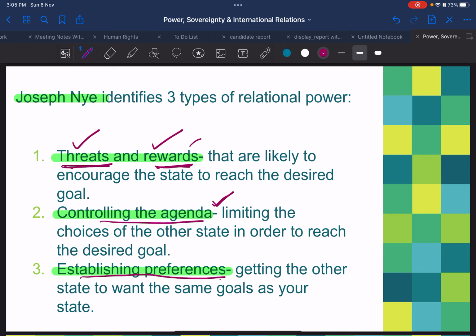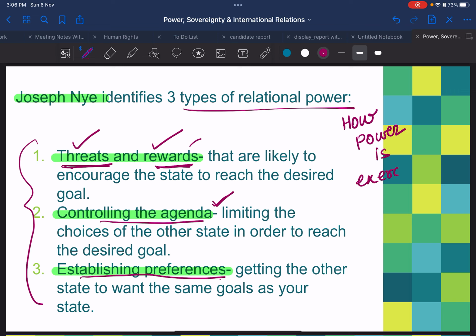For example, Russia controlled the agenda in the United Nations Security Council in such a way that Kosovo has not been given full membership till date. It has been controlling the agenda or establishing preferences in the United Nations Security Council in such a way. I hope you understood what Joseph Nye is talking about in terms of these three types of relational power. These types of relational power explain how power is exercised in global politics. This is what it is talking about.